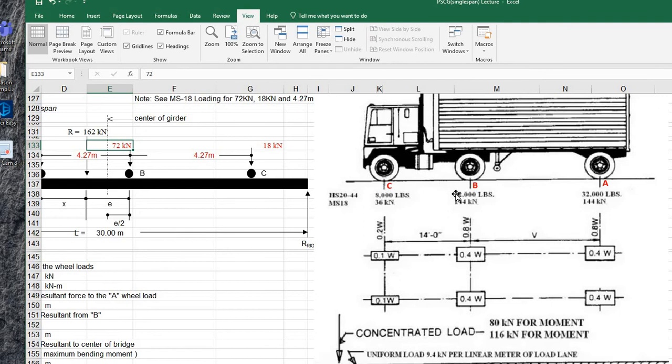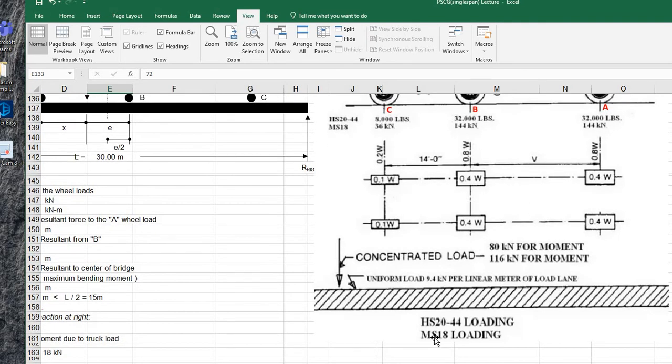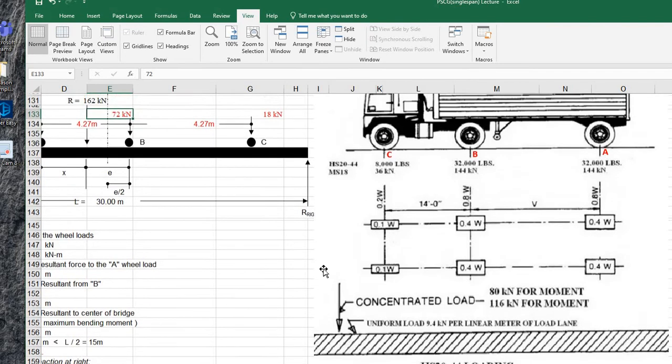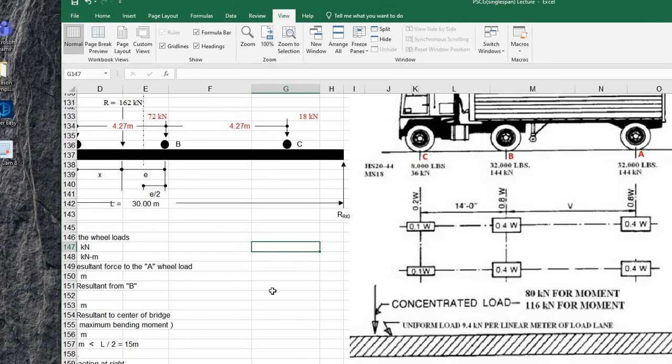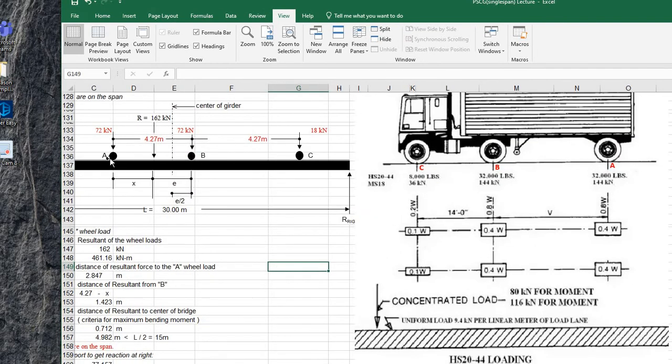In this sample, we used MS18 loading, or HS20-44 loading. And then at point A, at the back, that is also 144 divided by 2, which is 72 kilonewtons. Next, between C and B, that is 14 feet.